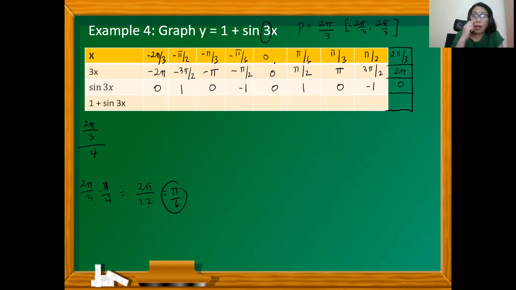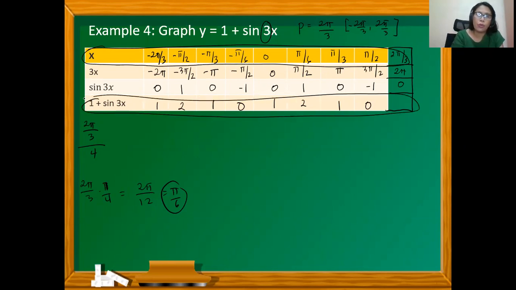And then, we will add 1 to sine 3x. So, 0 plus 1 is 1. 1 plus 1 is 2. 0 plus 1 is 1. Negative 1 plus 1 is 0. 0 plus 1 is 1. 1 plus 1 is 2. 0 plus 1 is 1. Negative 1 plus 1 is 0. So this will be our x coordinates. And this is our y coordinates: 1, 2, 1, 0, 1.